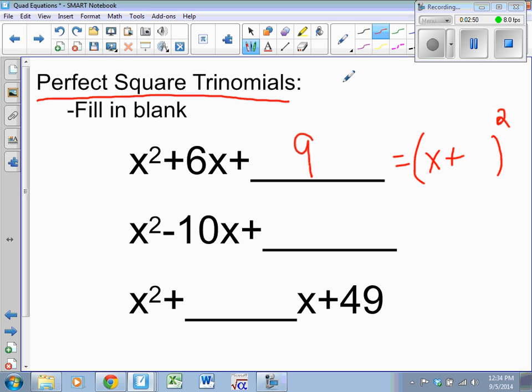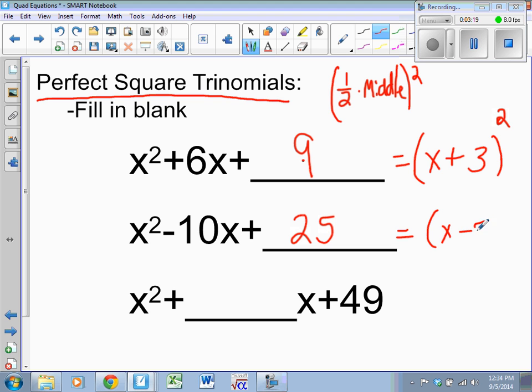How we decide what goes there is we take half of the middle and we square it. Half of 6 is 3, squared is 9. And that number we took half of, 3, is what goes here. So x squared minus 10x plus half the middle term, 5 squared, 25. Now in this case, because it's x minus 10, this would be minus 5 squared.